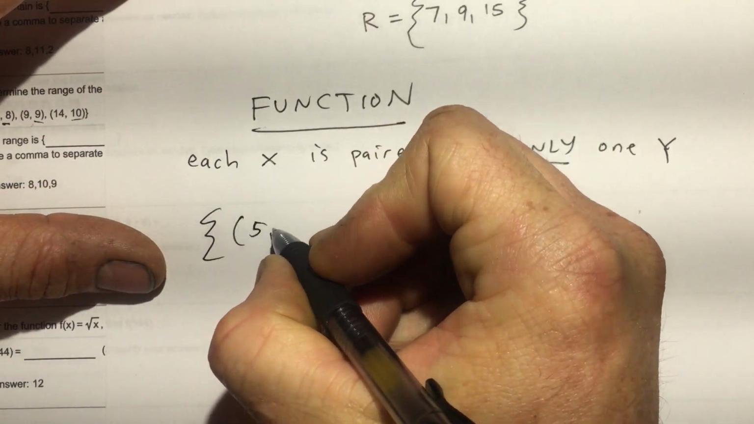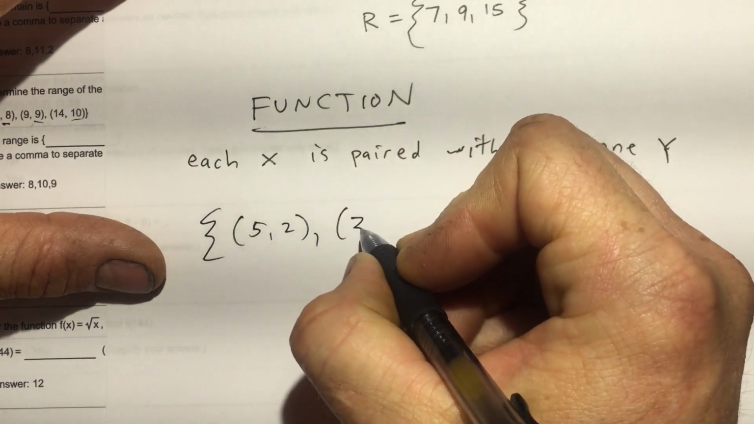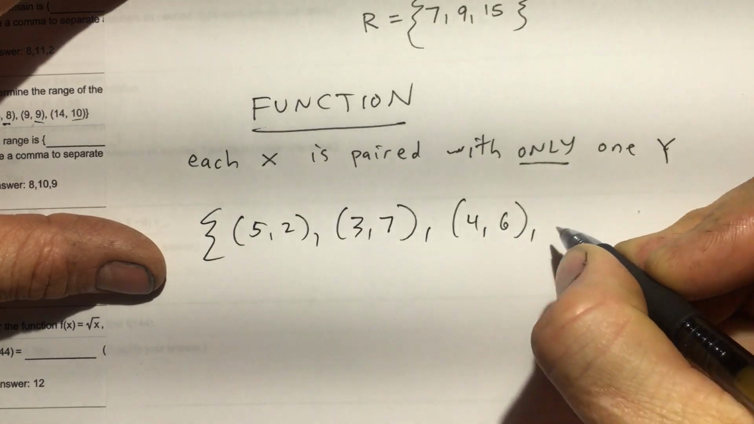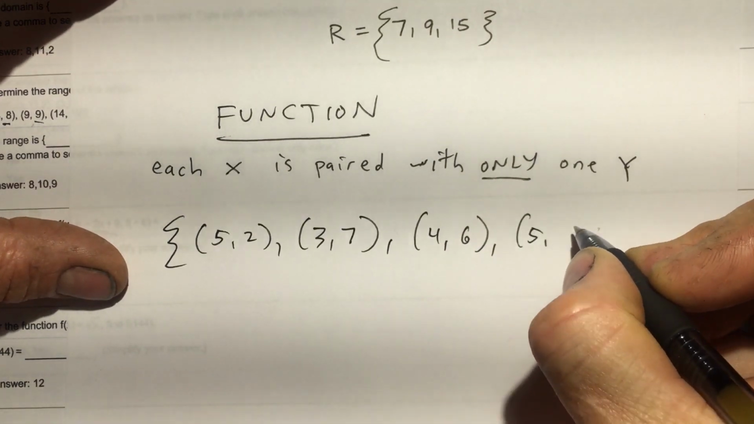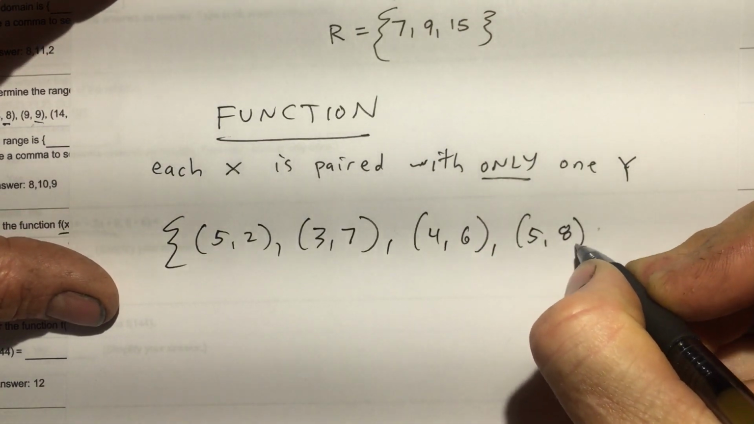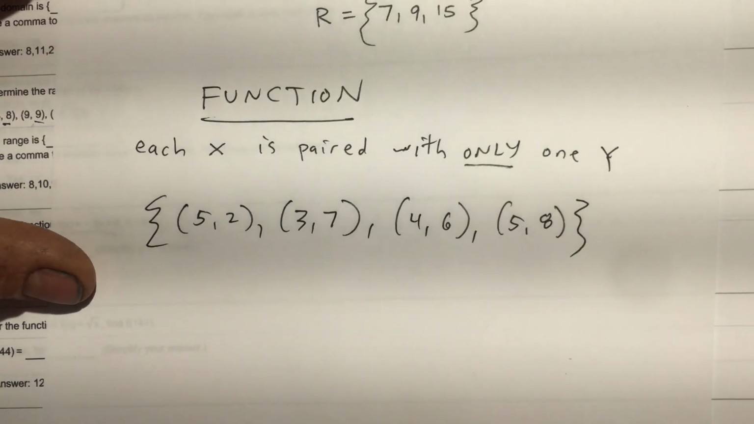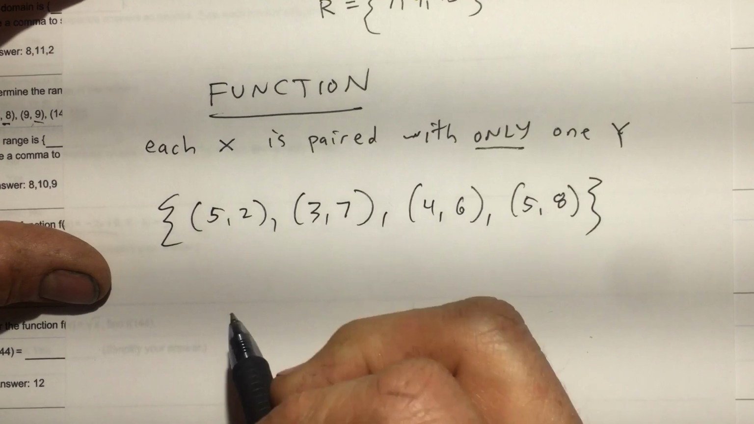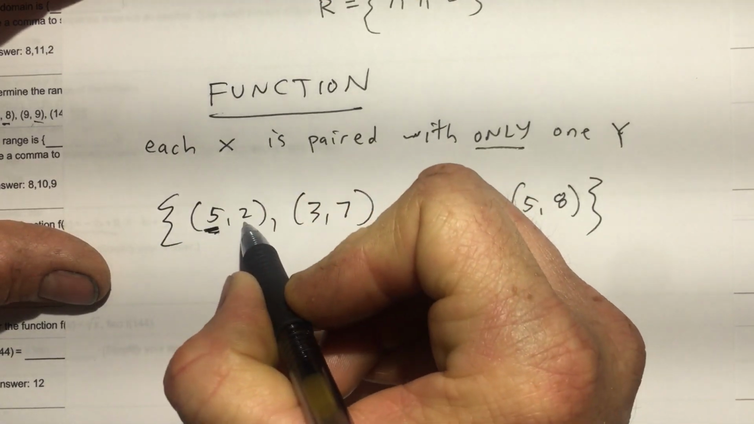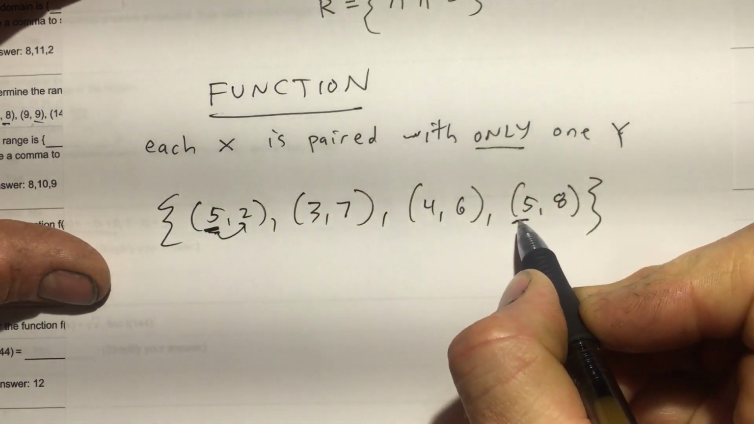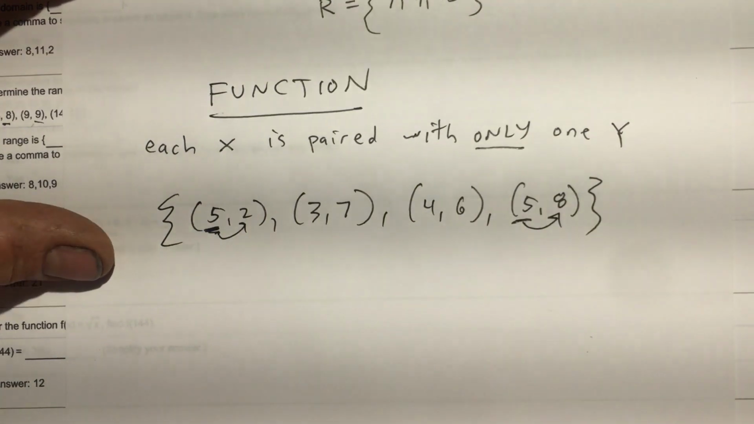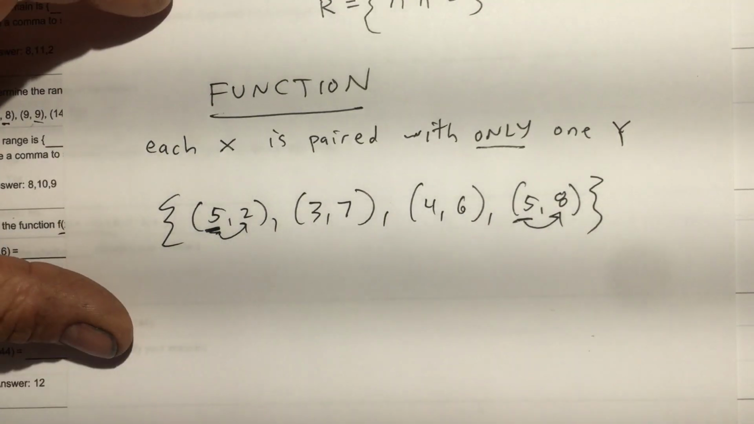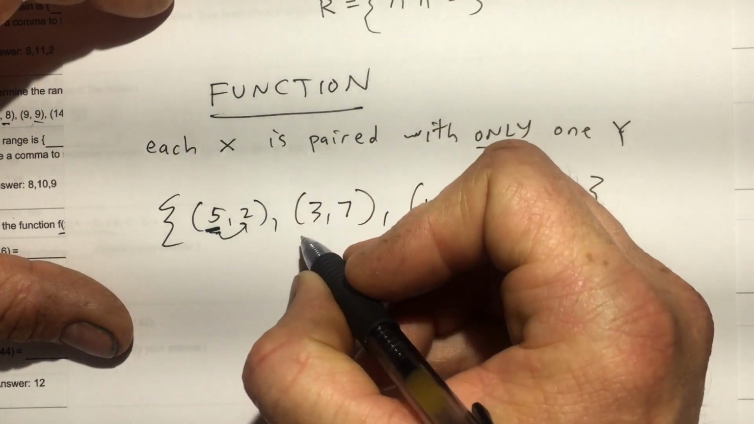Here's one here. 5 is paired up with 2, 3 and 7, 4 and 6, 5 and 8. Okay? This is a relation here, but this is not a function. Why is it not? Because right here, 5 is paired up with 2. And over here, we got 5 paired up with 8. We can't have 2 y values with 1 x value. So this is not a function.